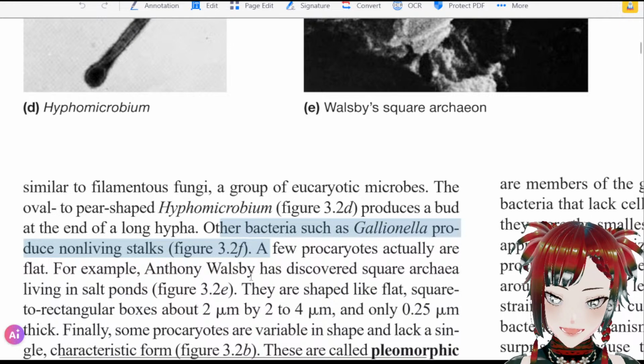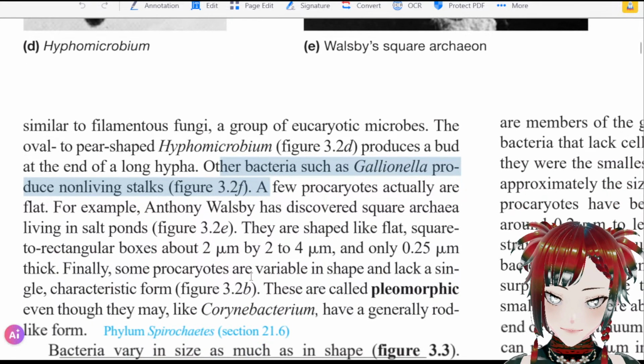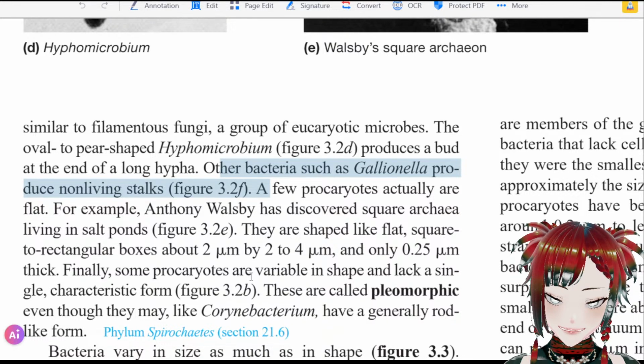And a few prokaryotes are flat. Flat means flat because their thickness is reduced to almost invisible, or you can say uncountable. They are talking about the flat-shaped bacteria that range from 2 to 4 micrometers in length and only 0.25 micrometers in thickness. Look at the comparison. Where's the 4 micrometers? Where's the 0.25? It's a considerably low number for thickness, especially for prokaryotes, which are already so small in size.